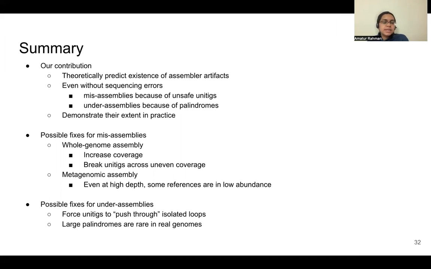Okay, so to summarize, our contribution is that we theoretically predicted the existence of assembler artifacts, and we showed that even without sequencing errors, misassemblies and underassemblies can occur, and we demonstrate their extent in practice. And we showed that it's kind of limited, and there are some possible fixes for the misassemblies. In the case of whole genome assembly, you can increase the coverage to possibly fix the misassembly or break the unitigs across uneven coverage. However, it's not so simple for metagenomic assembly. And there's also a possible fix for underassembly where you can force the unitigs to push through those isolated loops.